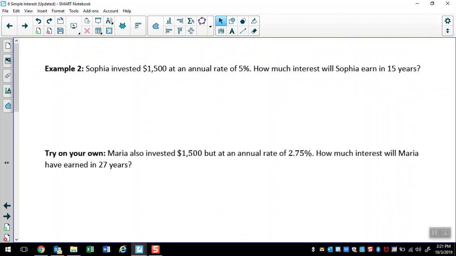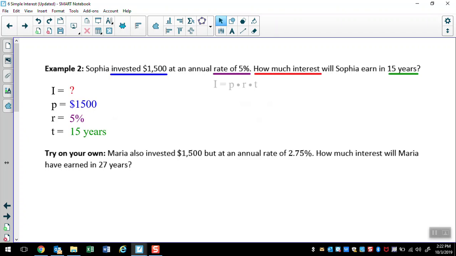Sophia invested $1,500 at an annual rate of 5%. How much interest will Sophia earn in 15 years? All right, so let's set up what we need to know and go through the information that they've given us. So she's invested $1,500. So that's going to be my principal. That's what she started with, at an annual rate of 5%. So that's my rate. How much interest will Sophia earn in 15 years? That's my time. The question is, how much interest? That's what we don't know.